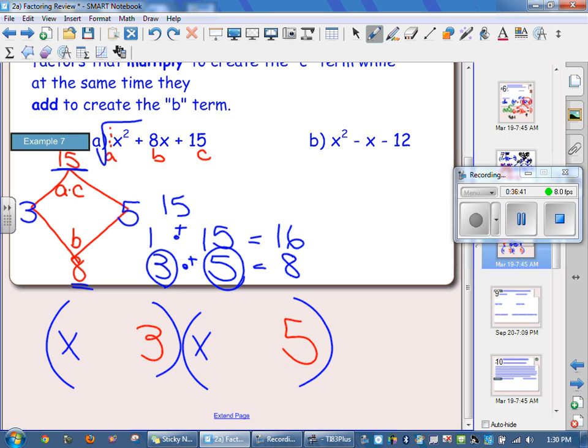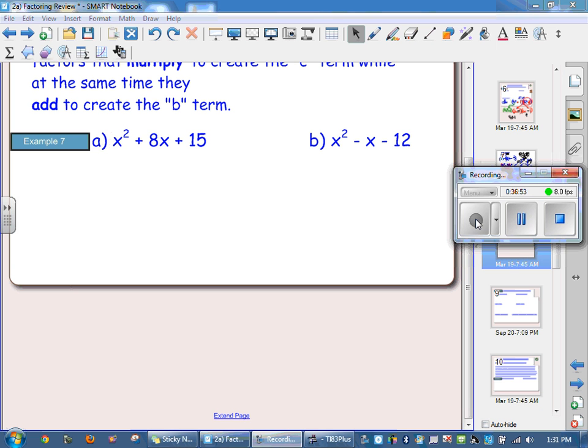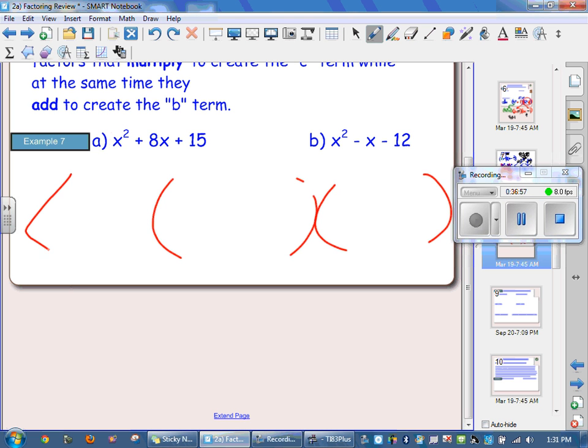Okay, next question. Again, you open two brackets. Let's draw our diamond. I label my A, my B, and my C. So my A number is a 1, my B number is a -1, and my C is -12. So A times C on top gives me a -12, 1 times -12. My B digit on the bottom is going to be a -1.